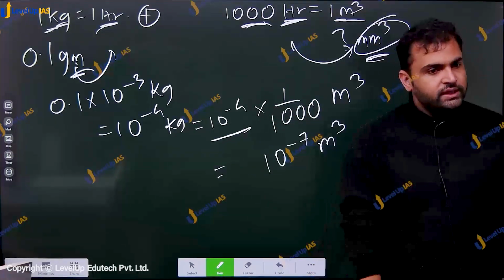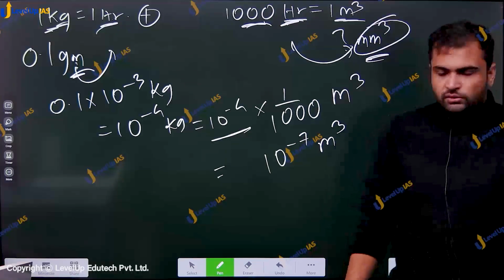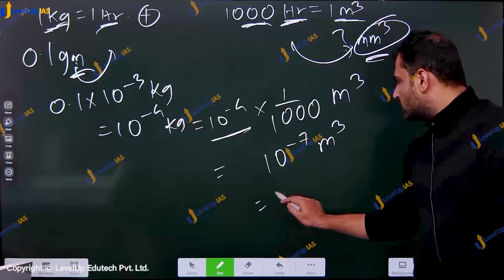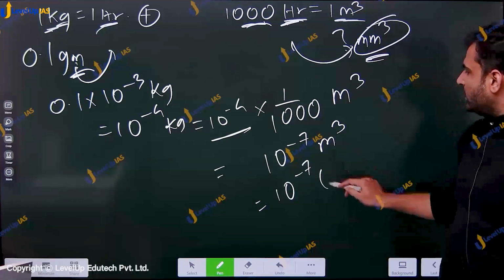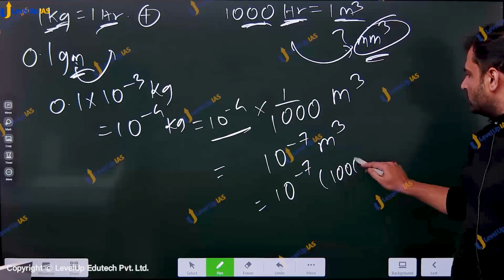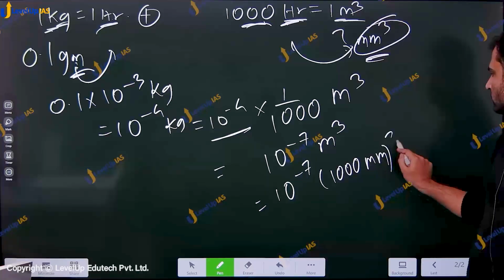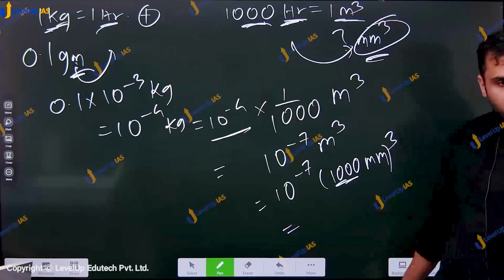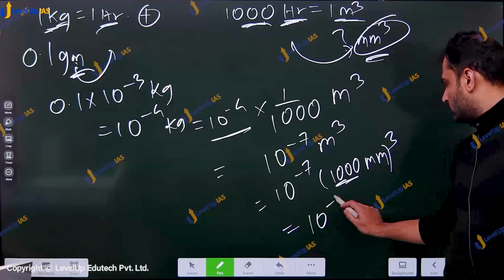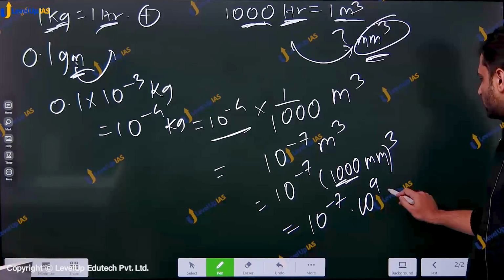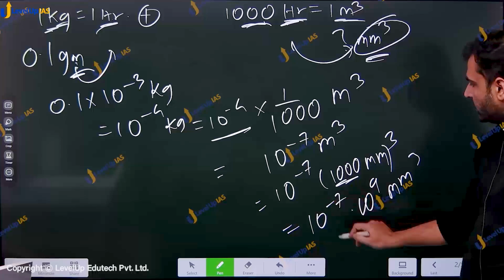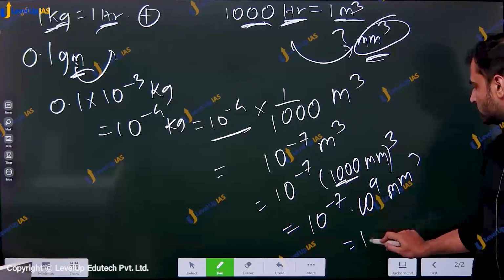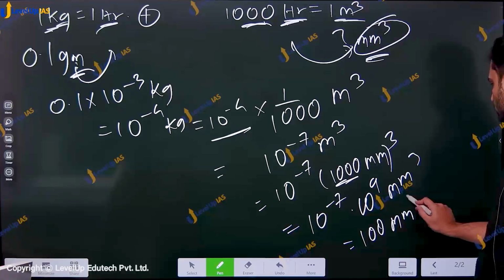But the question is in millimeter cube. So this meter I have to convert into millimeter, which is 10 raised to minus 7, and I know 1 meter is 1000 millimeter. That's it. This is 10 raised to 3 whole cube. So 10 raised to 9 millimeter cube. 9 minus 7 is 2, the exponents add. So this is 100 millimeter cube.